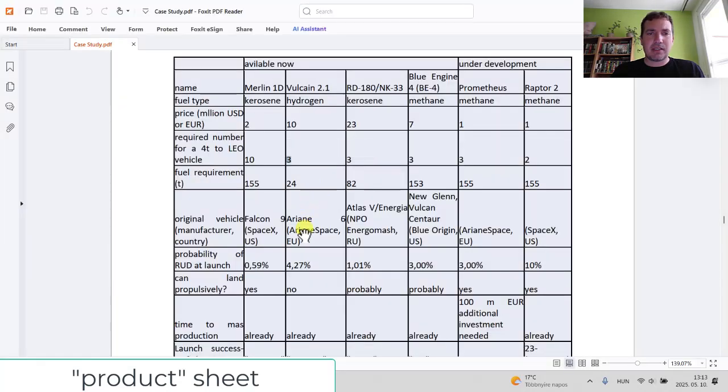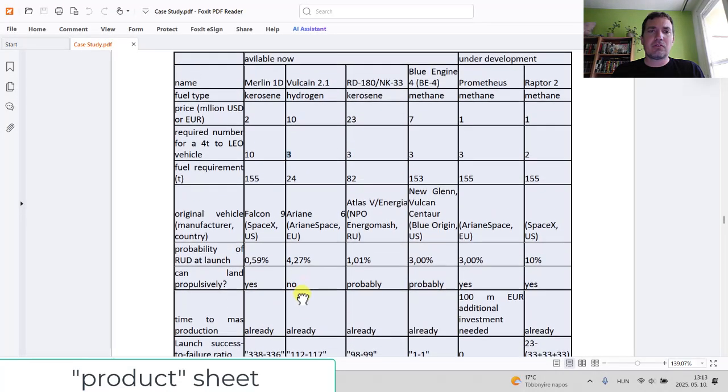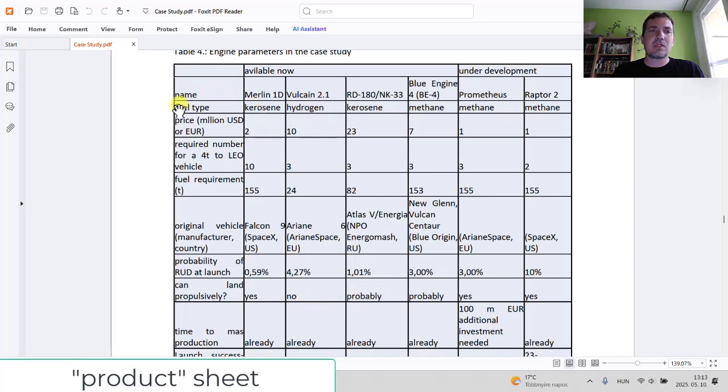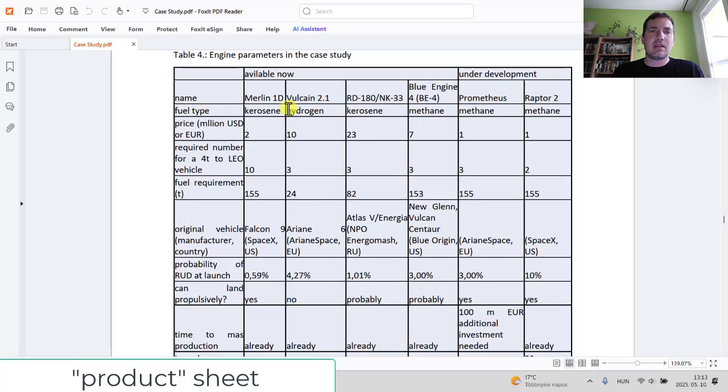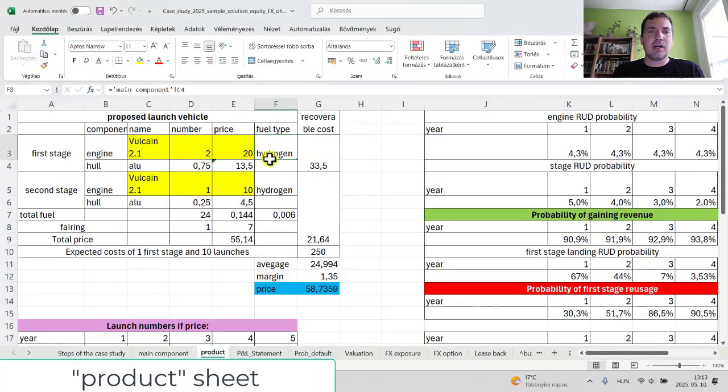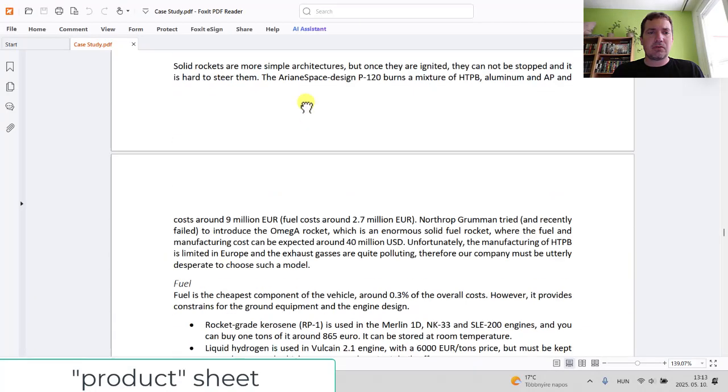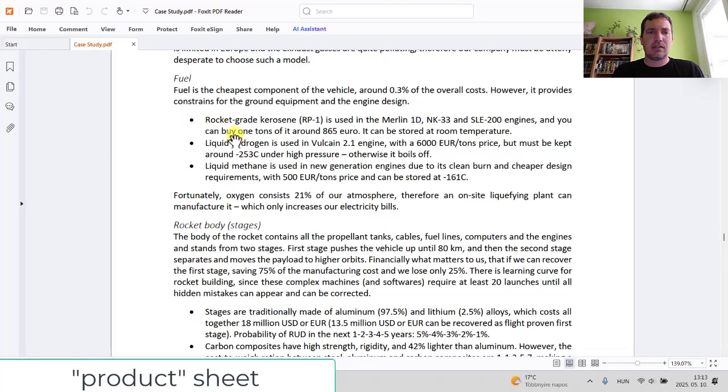Also it will define the fuel type. So this is hydrogen. So we need hydrogen. In this case we just say that, okay, we need hydrogen fuel. Later on, in case of the fuel costs, this is what you can see here: liquid hydrogen, and so on, for such amount of price.